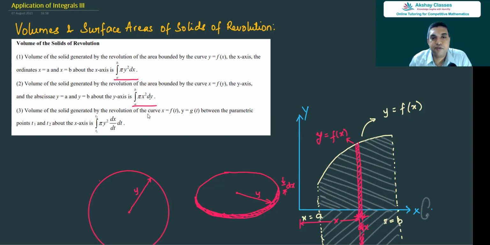Now, volume of solid of revolution of the curves between the parametric points t1 and t2 about the x-axis and about the y-axis. If it is about the x-axis, we have integral from a to b of pi y square dx. Parametrically this can be written as pi times y in terms of t. You have to substitute that, and dx will be written as dx by dt times dt. Convert the limits from t equal to t1 to t2. That is what it is: pi y square dx by dt into dt integrated from t1 to t2.